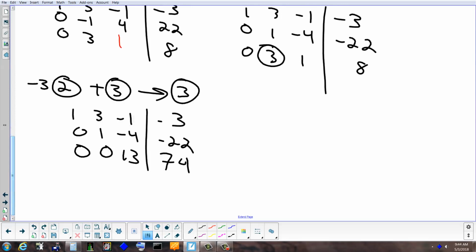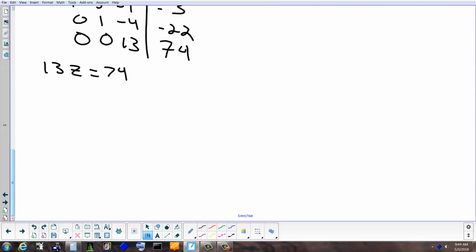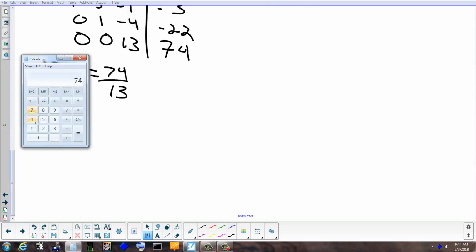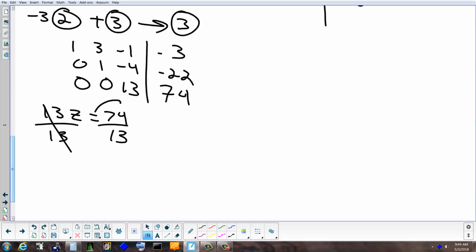All right, so now the last row says 13z equals 74. So how would I get z by itself? Divide by 13. Well, if you check, 74 divided by 13 is that. So that's how we're leaving our answer.